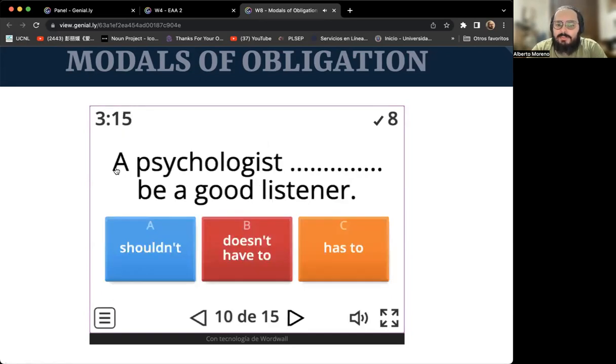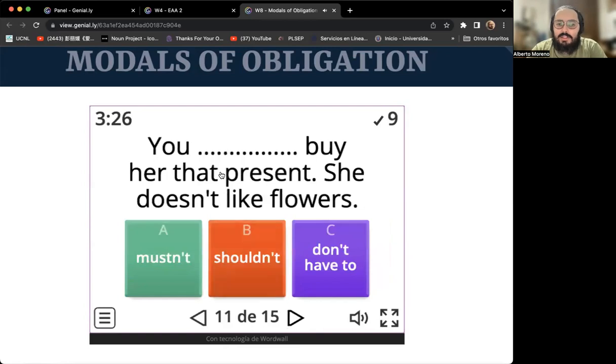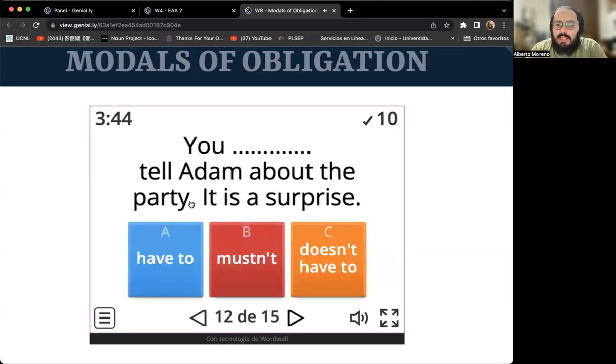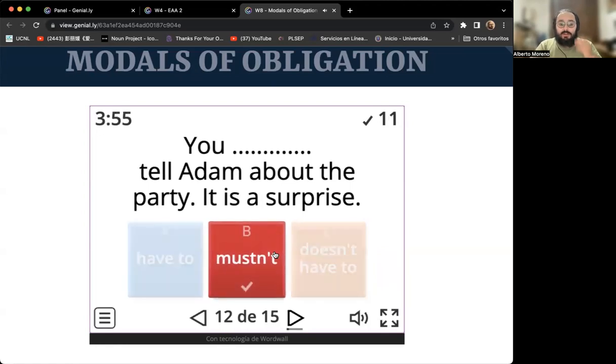Next, psychologist, be a good listener. Has to. Very good. You buy, sorry, you buy her that present. She doesn't like flowers. B, you shouldn't. You shouldn't, right? You tell Adam about the party. It is a surprise. You mustn't. Very good.